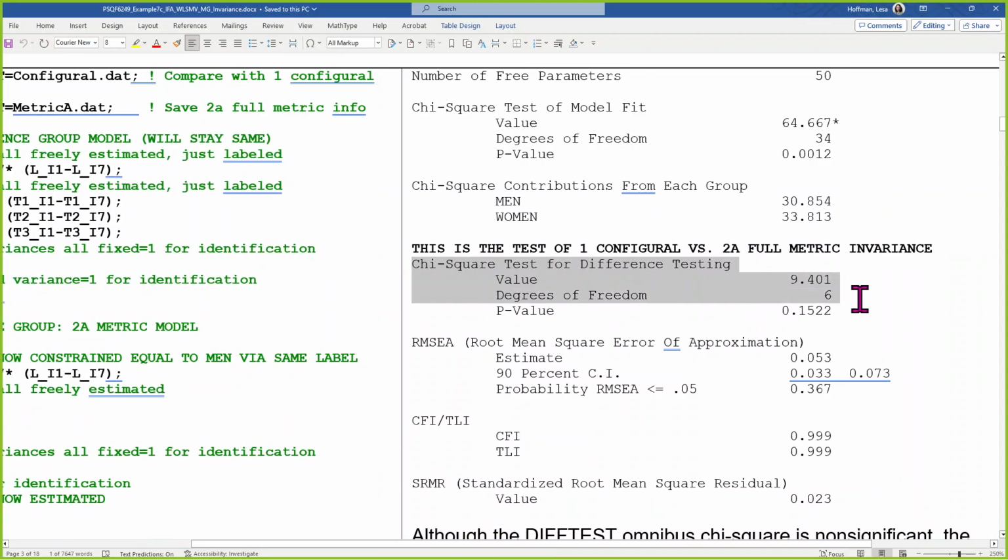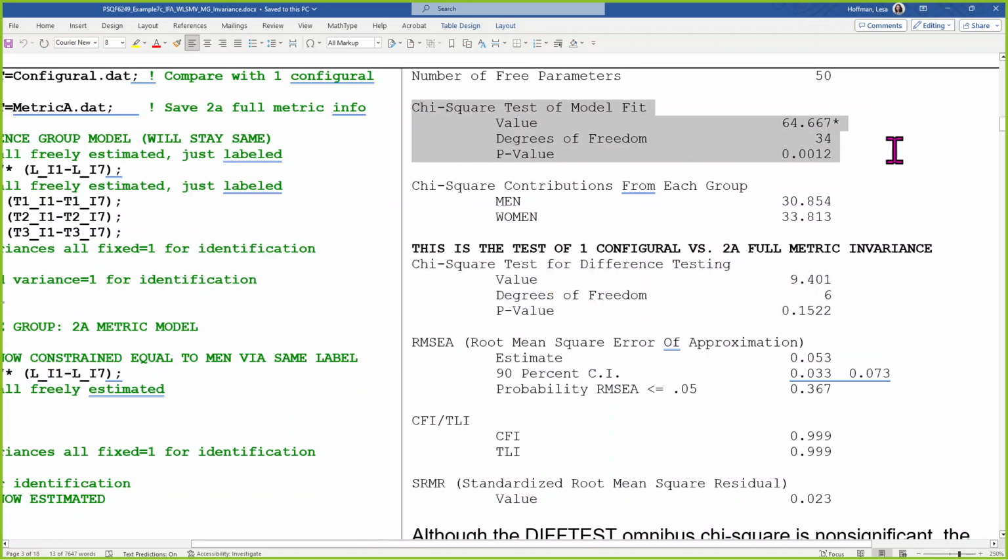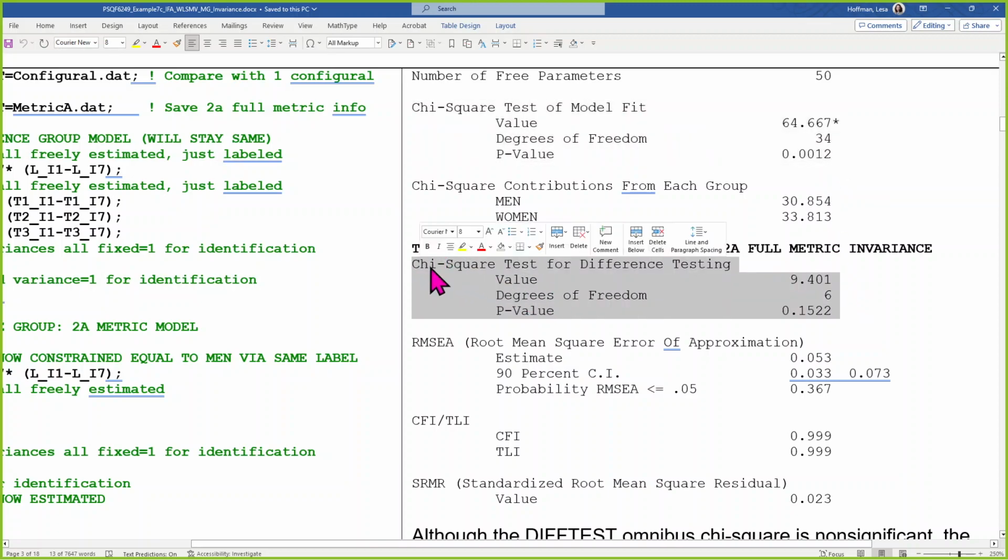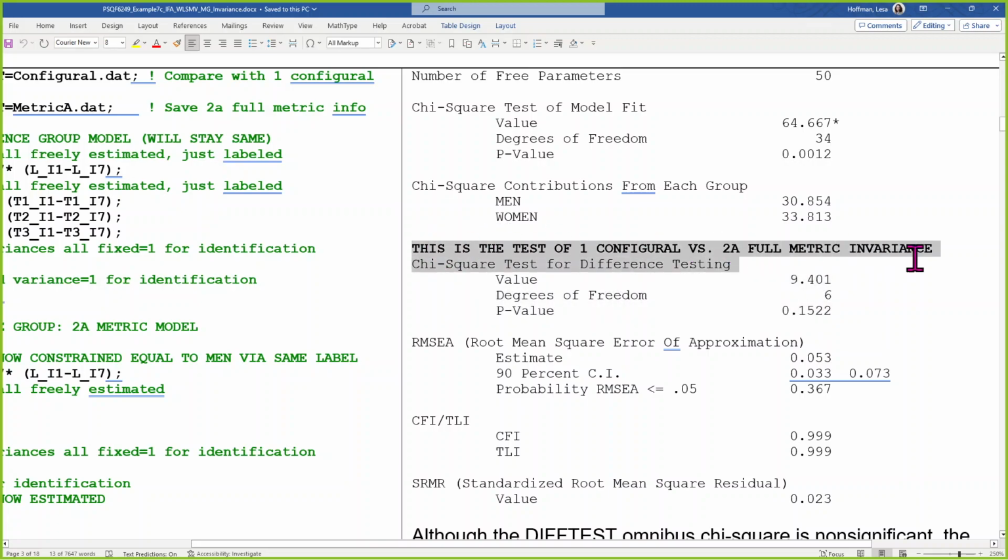Here is the result we care about. It is labeled as chi-square test for difference testing, as opposed to chi-square test of model fit. The interpretation for model fit is relative to the saturated model. How much worse than perfect are we? Chi-square test for difference testing is relative to the previous model that we specified in the diff test. So we have to know what that is to know how to interpret this. So this is me helping you. M+ is not going to print that for you. So this is the test of metric invariance, of metric against configural. Here's my 6 degrees of freedom, and here's my p-value.